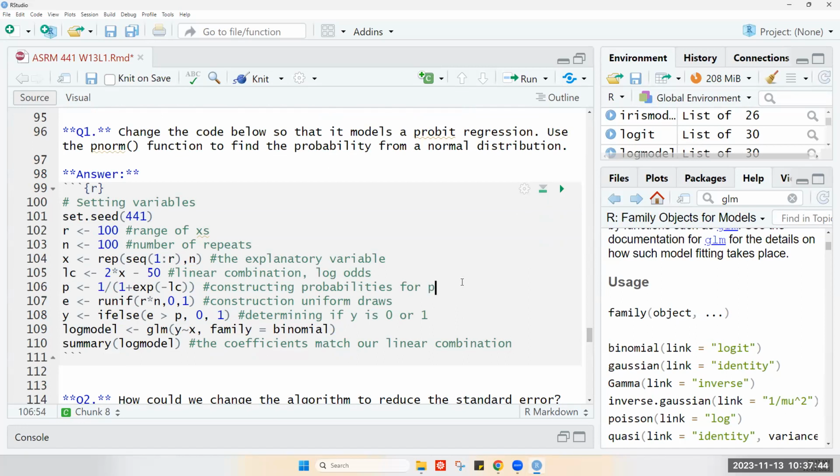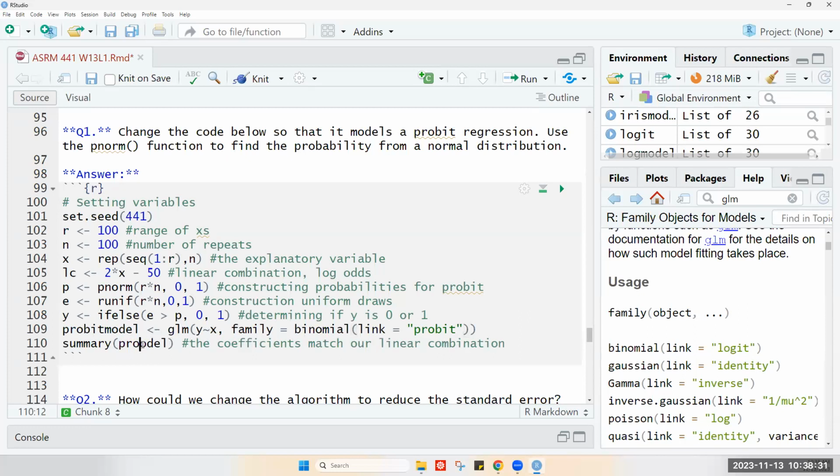So the first thing is I want to change it to a probit distribution. In order to do that, I need to use the pnorm function. The pnorm function gives us a draw from a normal distribution, which is the link function here. So we need r times n draws from a standard normal distribution, a mean of 0 and standard deviation of 1. Okay, and this is no longer a logit model, so I'm going to call it a probit model. I need to include information about the link. And then I want to find a summary for this probit model.